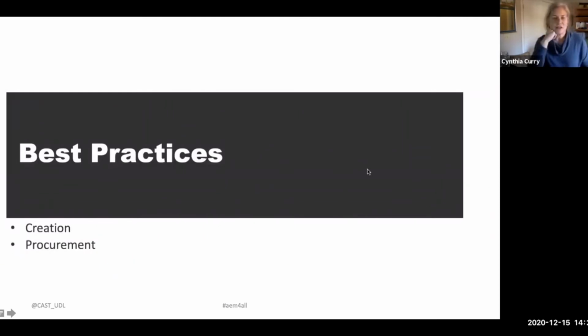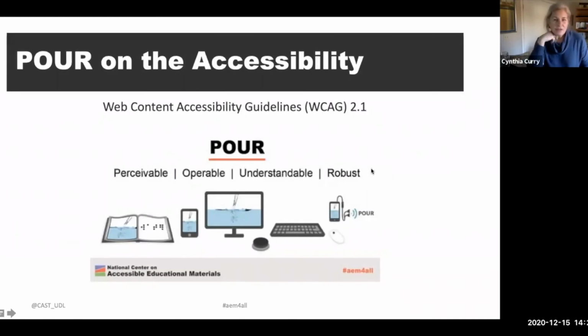And we have some resources on our website to help guide and scaffold this process of determining if something is accessible, as well as evaluating in the procurement process and creating content. The model that we use is POUR. POUR is not the AIM Center's model.